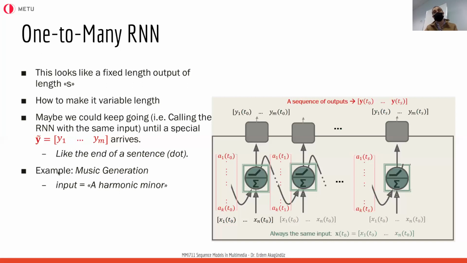Or music generation. That's one of the examples I love. For example, in music, there are different scales. You create a system, you say, okay, create a guitar solo in A harmonic minor. You'll be feeding the same input all the way, and it's going to create some sheets of music for you. Music creation or sentence creation, those generative-like models are one-to-many examples.